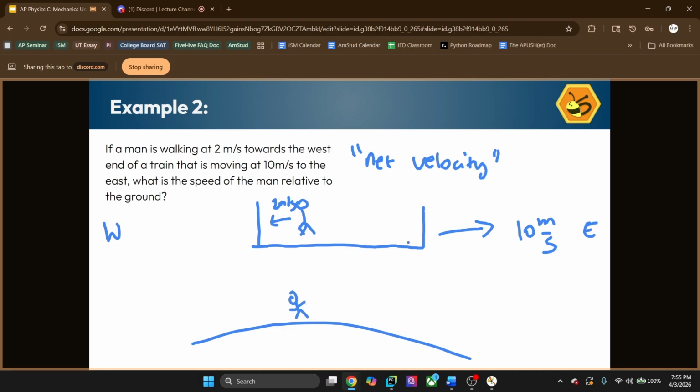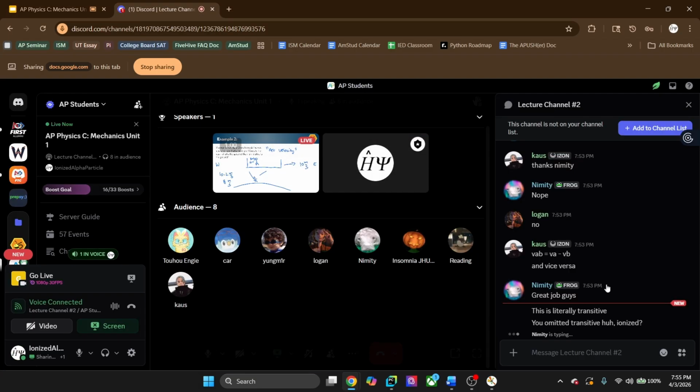Since he's essentially counteracting the motion to the right by 2 meters, we can just say that our perspective is that this man is still moving to the right at 10 minus 2 meters per second, which is 8 meters per second. And that is the speed of the man relative to the ground. Yeah, this is transitive. I just didn't give the general equation for it.